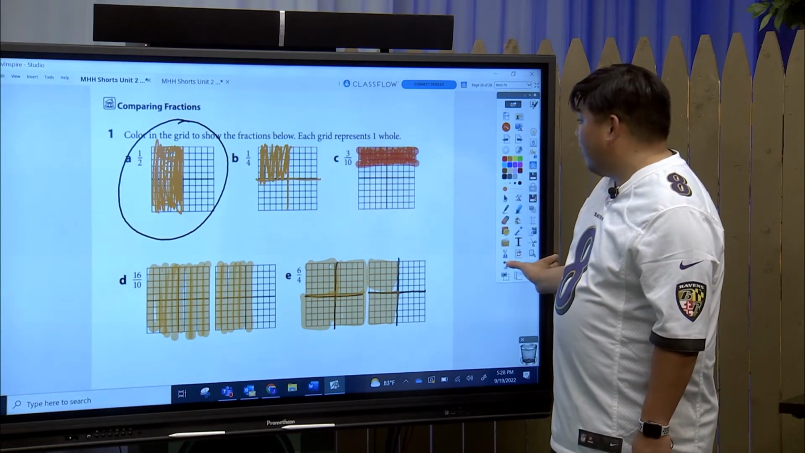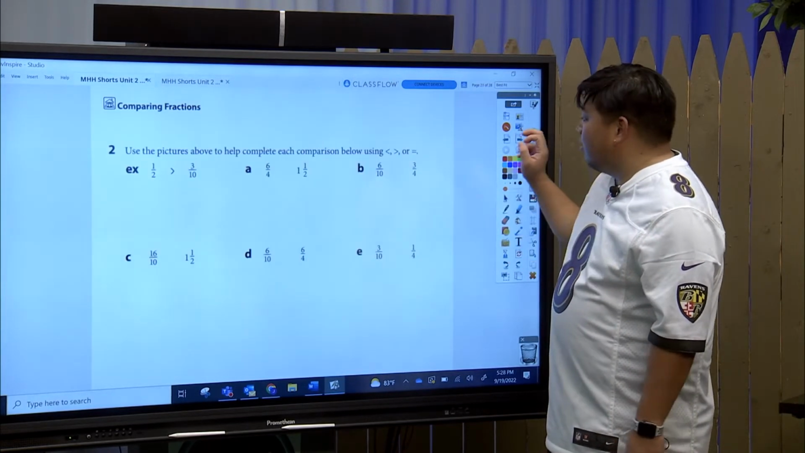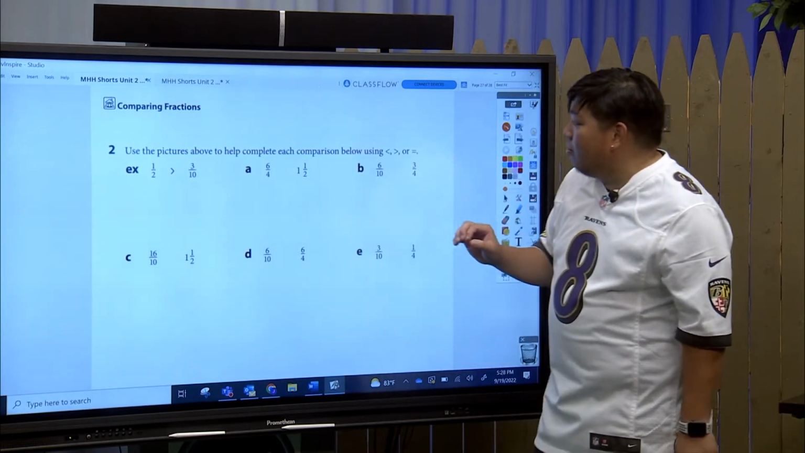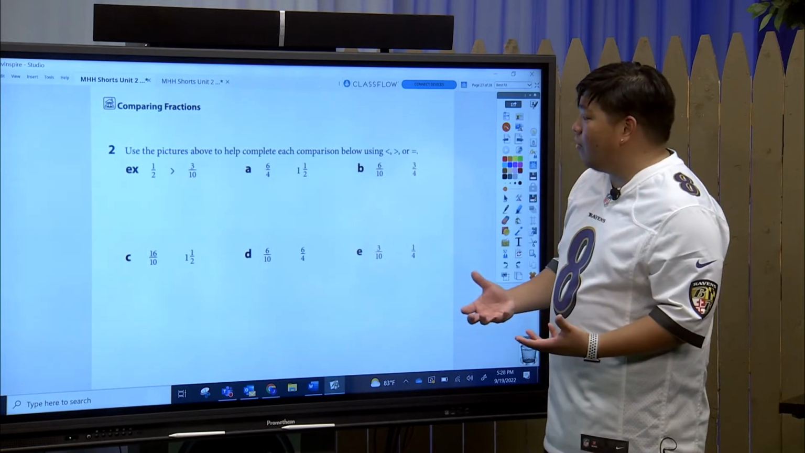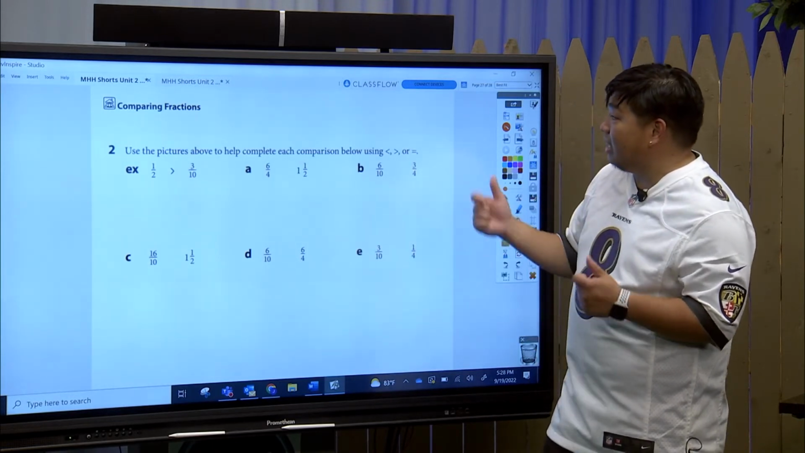Yep. So I think we're going to be using these to help us here. So let's just do a couple of them. For you at home, you can use the pictures that we created to help you do the rest of them. But let's just do A and B, and then we'll see what else we have going on here.